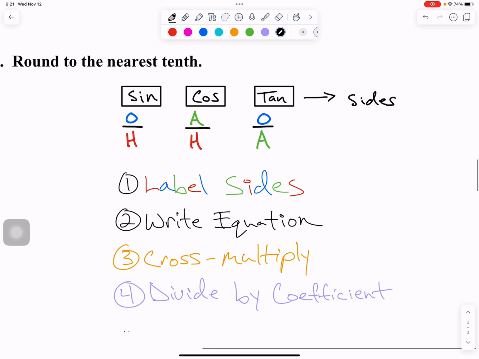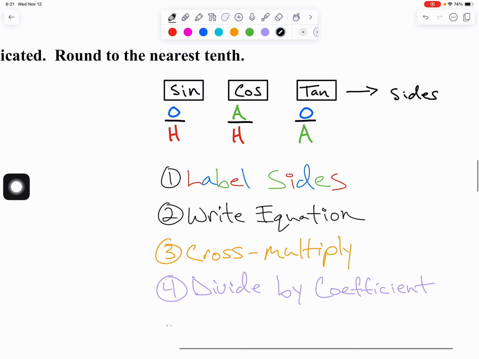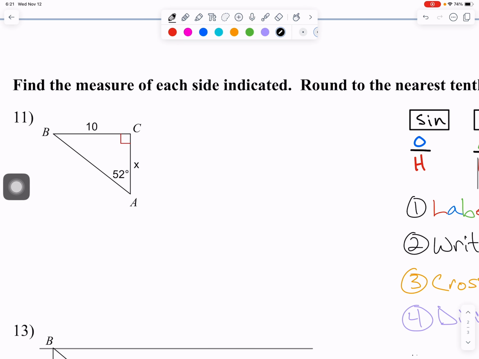Boom, we're solving for sides. Go ahead and get a quick snap of that. All right, it's a 4-stepper. Label sides, write equation, cross multiply, divide by coefficient. Did I really put label sides and write equation as 1 and 2? I sure did. And let's move forward.